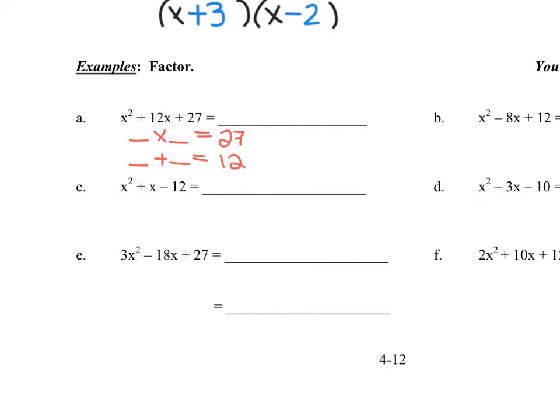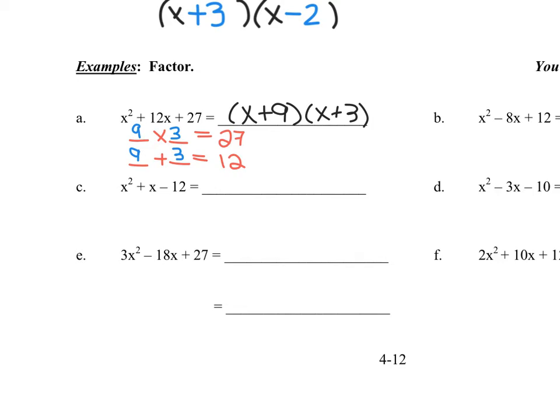So for 27, I have 9 times 3. 9 times 3 is 27. 9 plus 3 is 12. That's perfect. I found my magic numbers right away. Once I have those magic numbers, I can set up my brackets. So x plus 9, x plus 3. Just taking those magic numbers, putting them into the brackets.